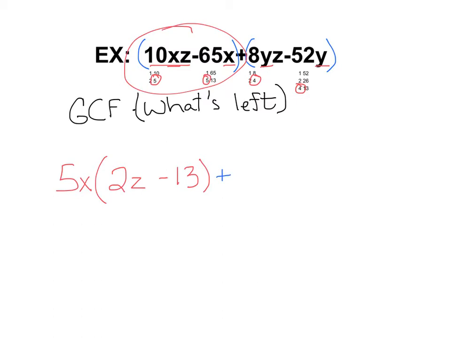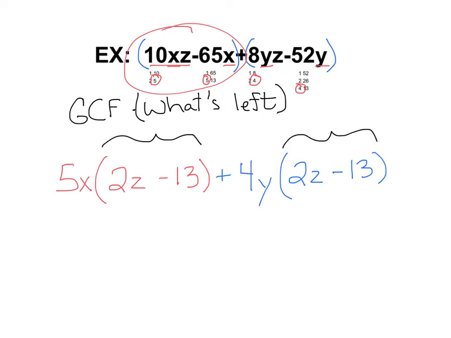For my second section, I know that my GCF will be 4y, because they share both a 4 and a y, and I'll divide. 8yz divided by 4y will give me 2z, and negative 52y divided by 4y will give me negative 13. Immediately you can see that our term here and our term here match, which means we've done things correctly.